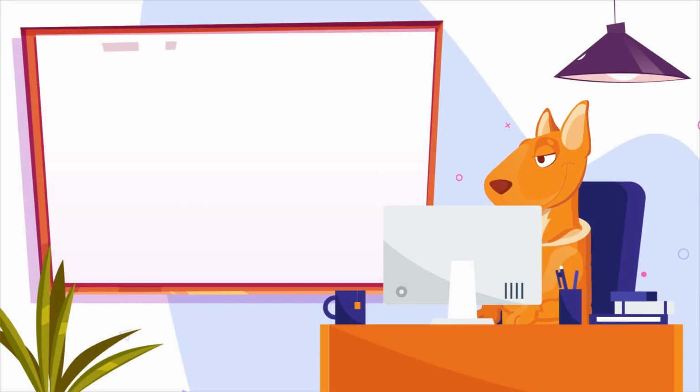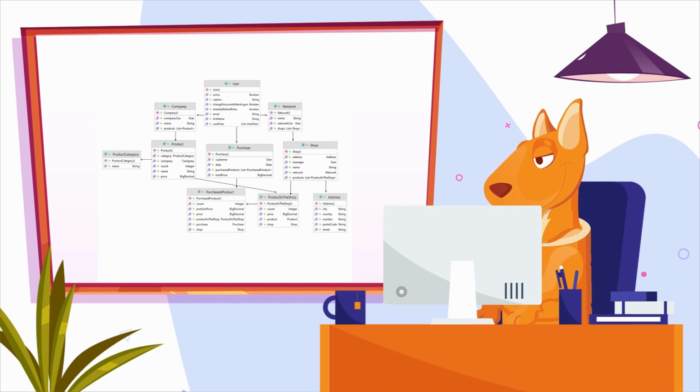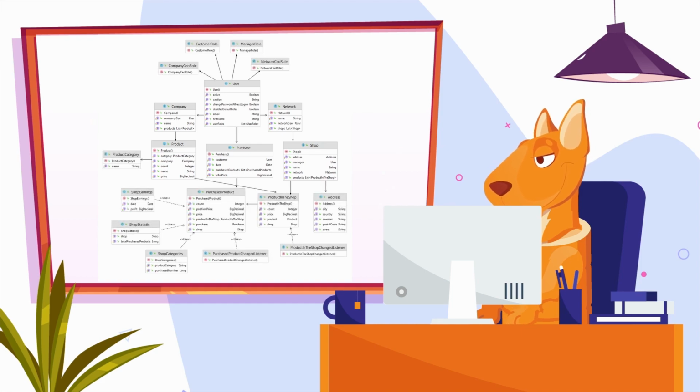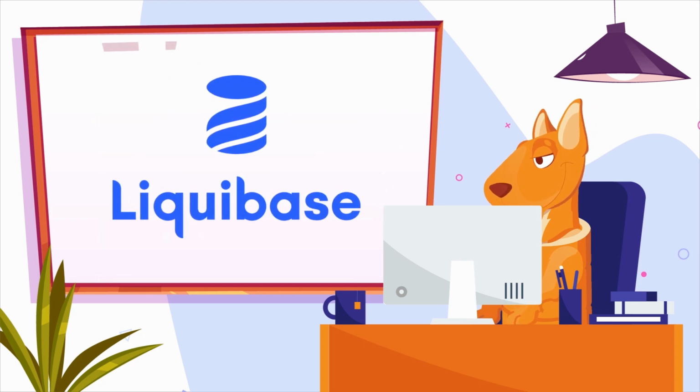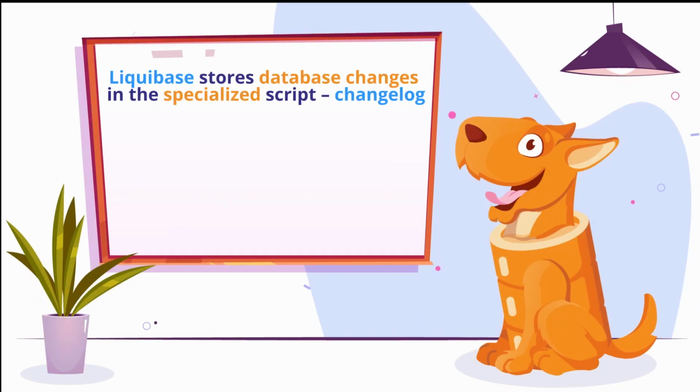During development, the application JPA data model evolves. Therefore, the database evolves along with it. To manage database versioning, there are specialized solutions, and Liquibase is one of the most popular ones. It stores database changes in the specialized script changelog.